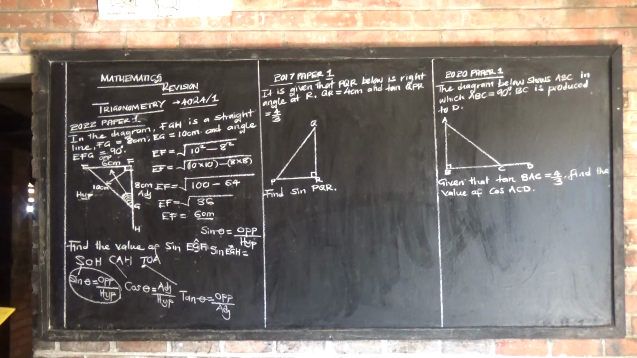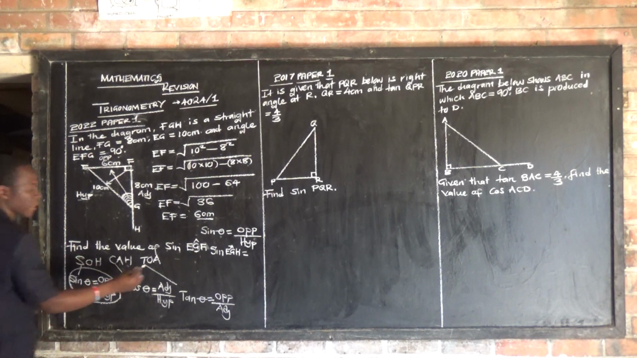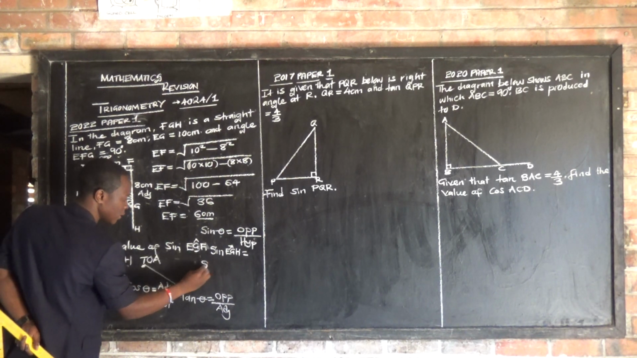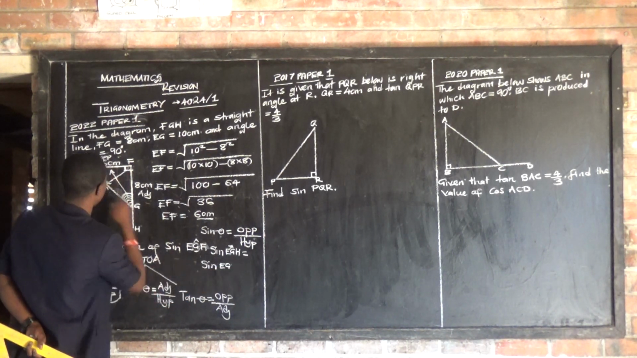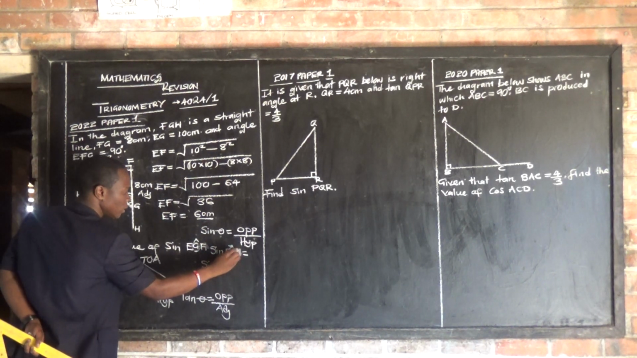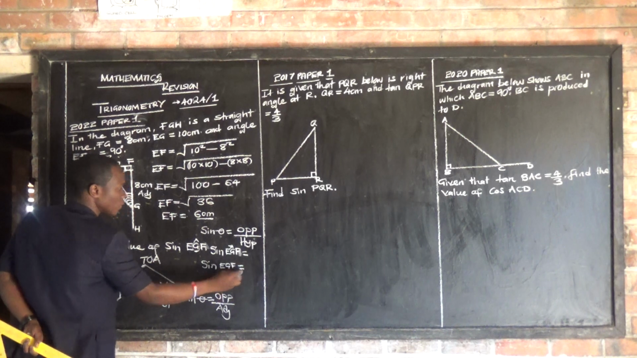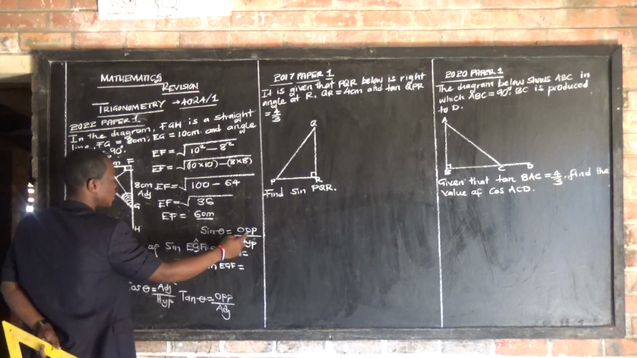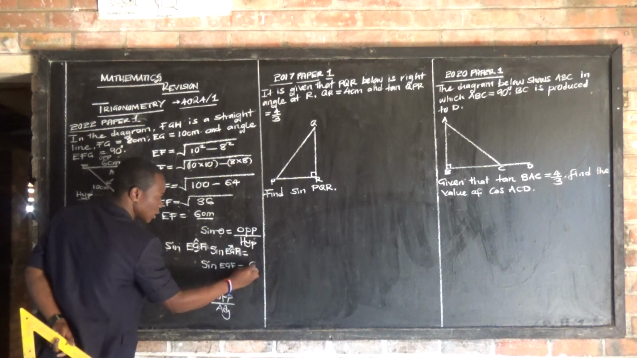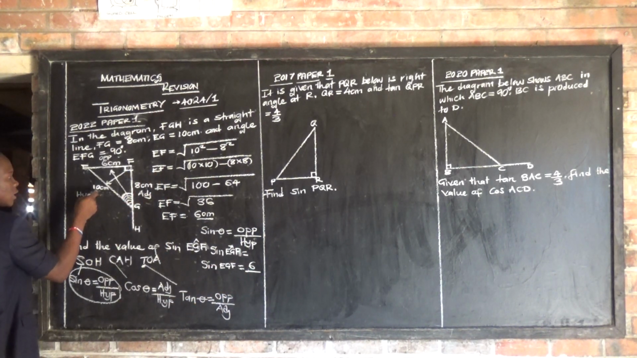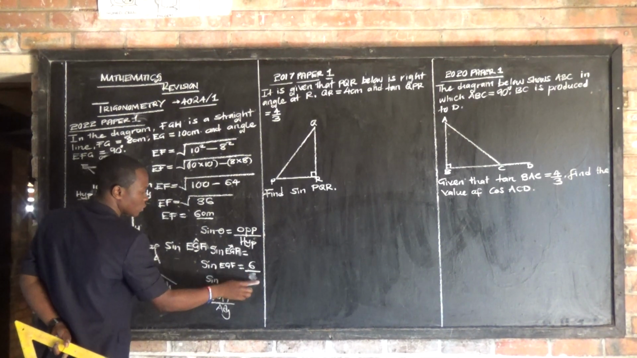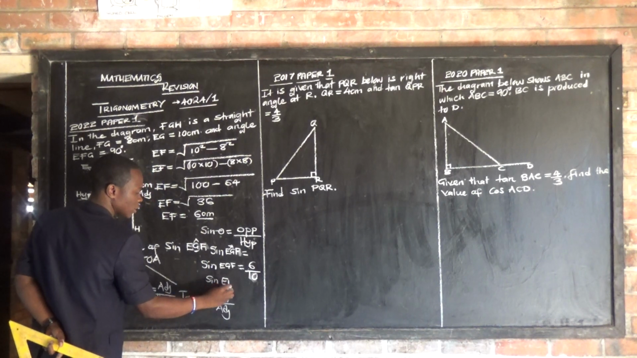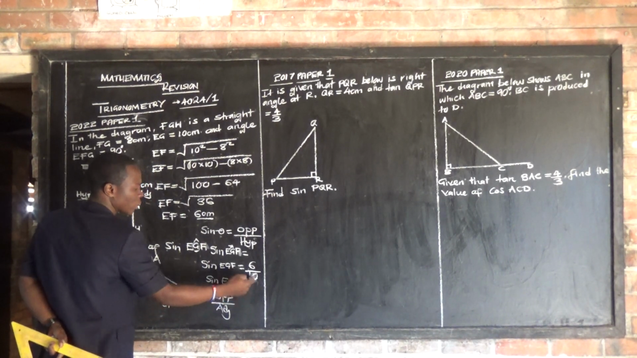Adjacent. Now, according to SOH CAH TOA, sine is equal to opposite over hypotenuse. Are we together? So we move on and say sine EGF, not EGH, it's supposed to be F, this one. Sine EGF is equal to, what is our opposite, guys? It's 6, very good. So 6 over what is our hypotenuse? It's 10. So 6 over 10.